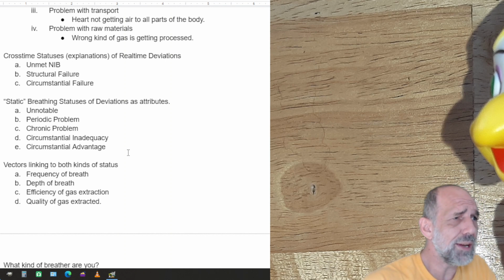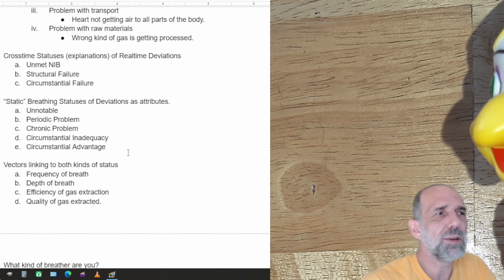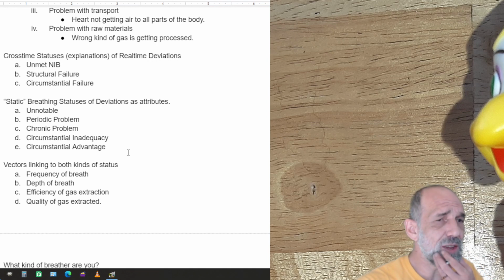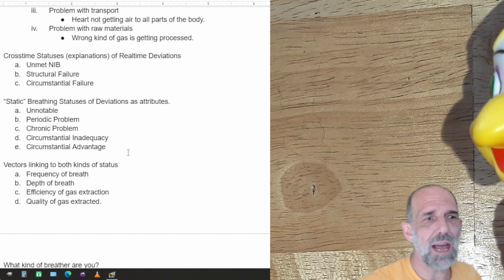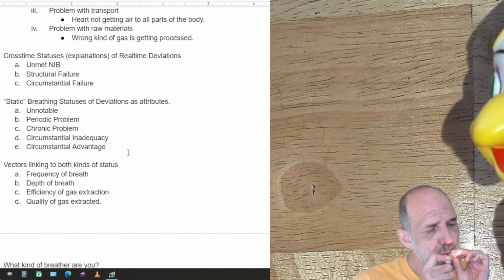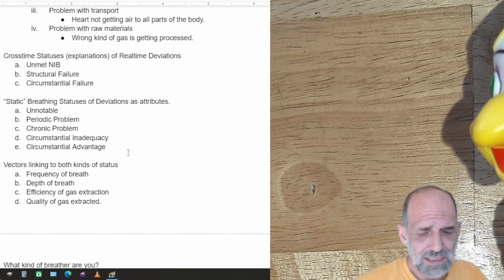So when we talk about these statuses, then periodic and chronic problems, we afford these statuses to the individual whose breathing we're talking about. When we're dealing with circumstantial inadequacy or circumstantial advantage, we're talking about realities outside of the individual being the deciding factor on the breathing matter.